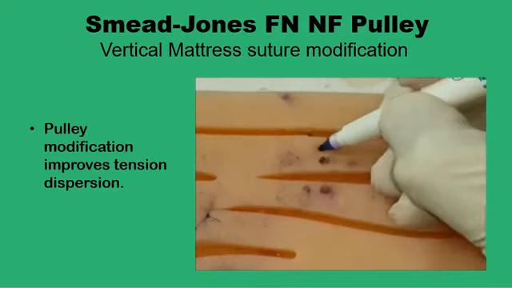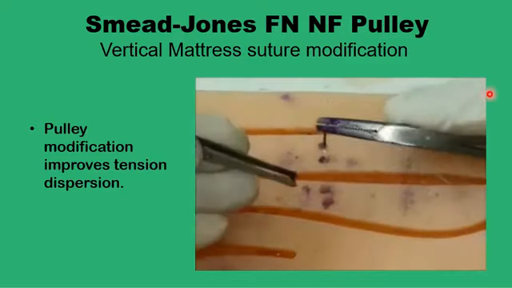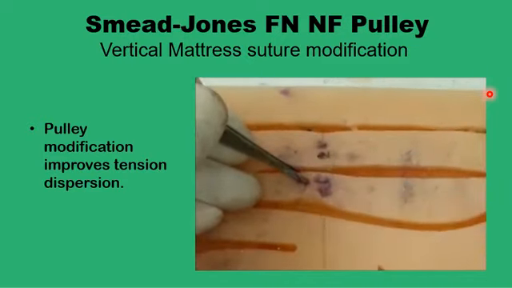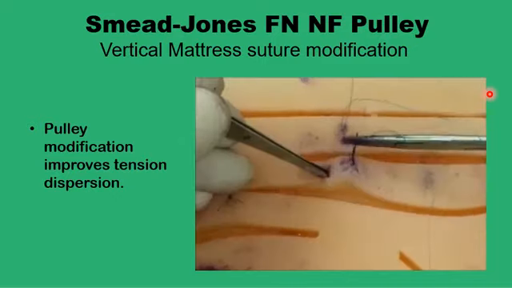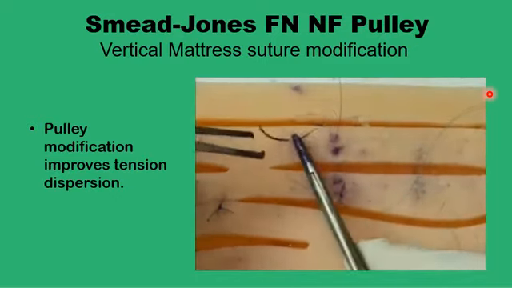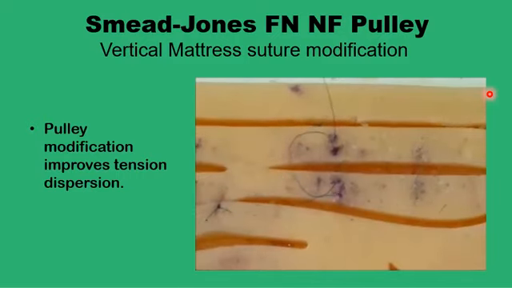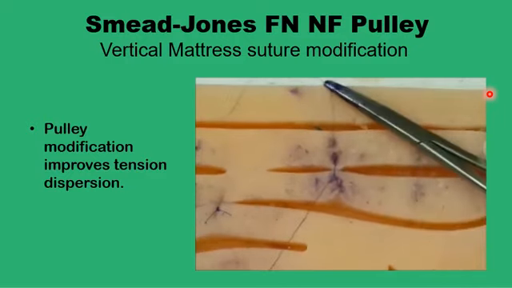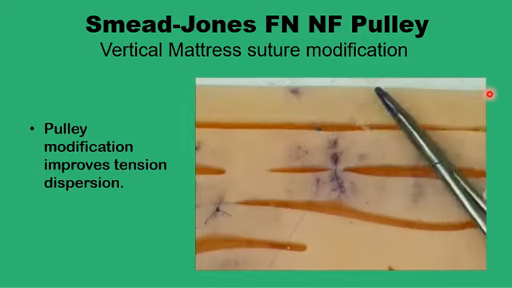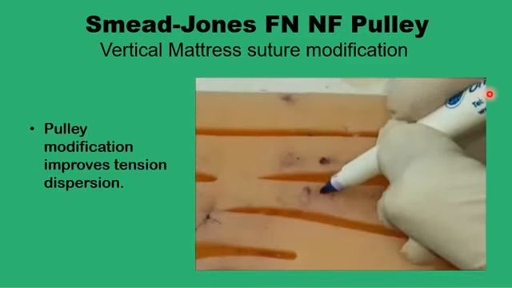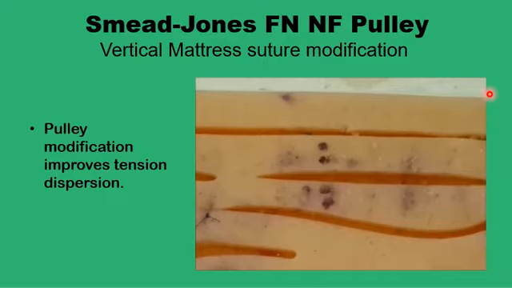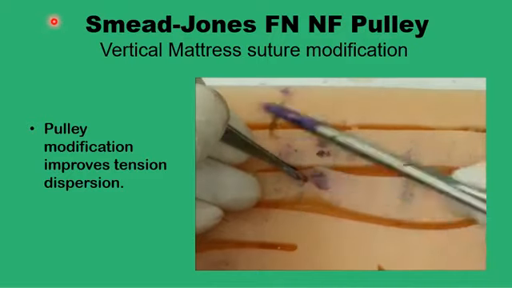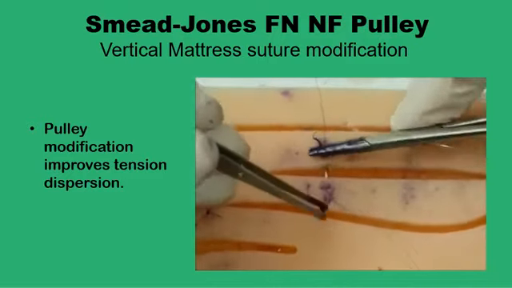And then the Smith-Jones vertical matrix suture, this time with the pulley modification. You have the standard configuration of the vertical matrix. You go from far on one side to the near on the opposite side, and then from the near on the original side to the far on the opposite side. And you pass the needle through the loop between the near and the near, and this will give the pulley effect to the suture line, and this can disperse the tension much better. Just this very simple modification adding the pulley effect to the suture line.